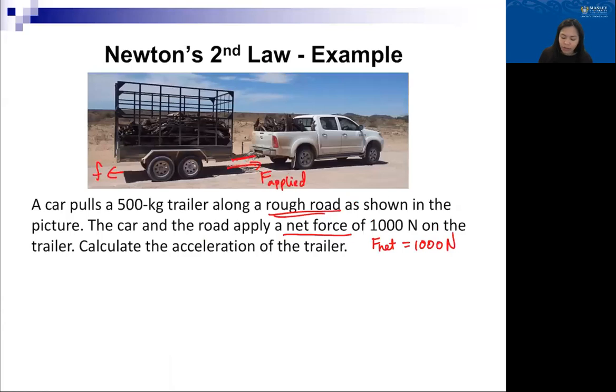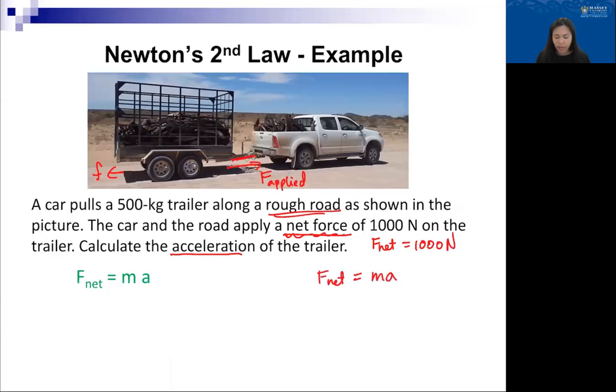But the problem already gives you net force. That means it has already calculated for you the effect of friction and applied force, and to include the question earlier about air resistance, it's also included there in the net force. So all the forces acting on the trailer have already been included in this 1,000 newton force. And so you just have to calculate now for the acceleration of the trailer. Newton's second law of motion gives you this equation that you can use to directly relate the net force and the acceleration.